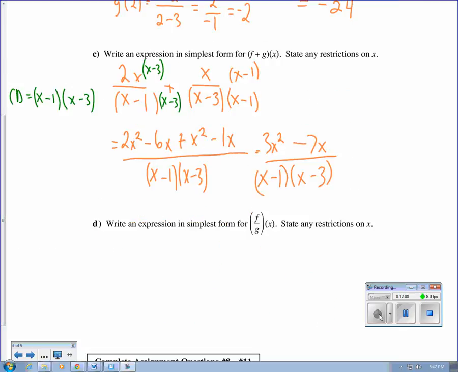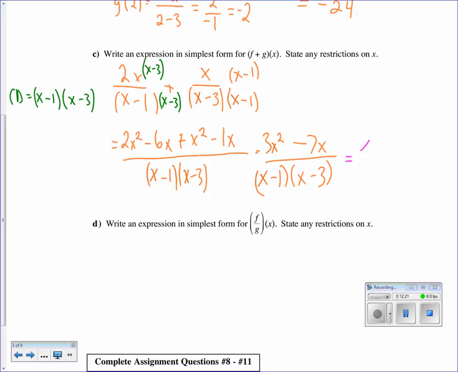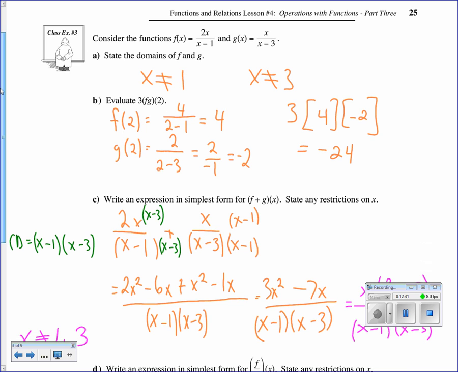And if you wanted to simplify a little bit, see if there's any opportunities for canceling. The only thing that I see as being possible is factoring an x out. So that would be x times 3x minus 7 over x minus 1 times x minus 3. And remember the restrictions that we already said. x cannot be 1 or 3 based on the denominator not being 0. And we had said that already.